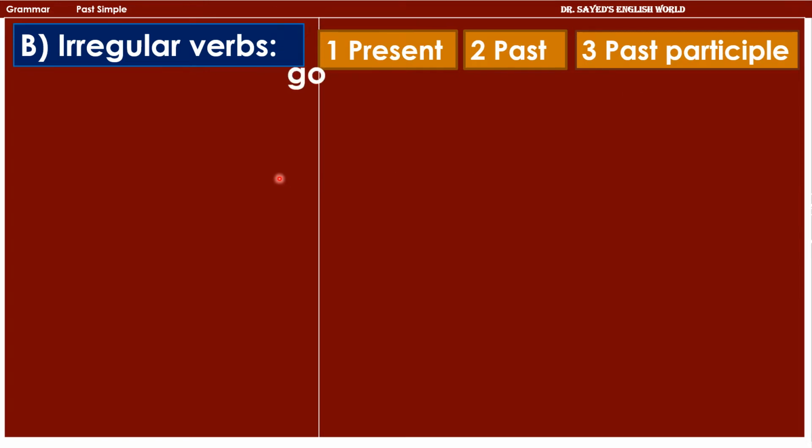If we have a look at, for example, go, this is present, the past is went, and the past participle is gone. فعل زي go مثلا، هذا التصريف الأول go، والتصريف الثاني went، والتصريف الثالث gone.